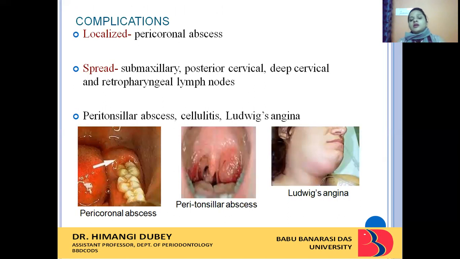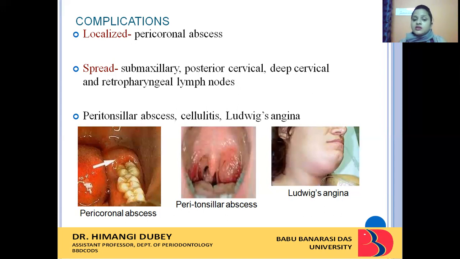Complications: inflammation may be localized in the form of a pericoronal abscess. It may spread posteriorly into the oropharyngeal area and medially to the base of the tongue, making it difficult for the patient to swallow. Depending on the severity and extent of the infection, there is involvement of submaxillary, posterior cervical, deep cervical, and retropharyngeal lymph nodes.